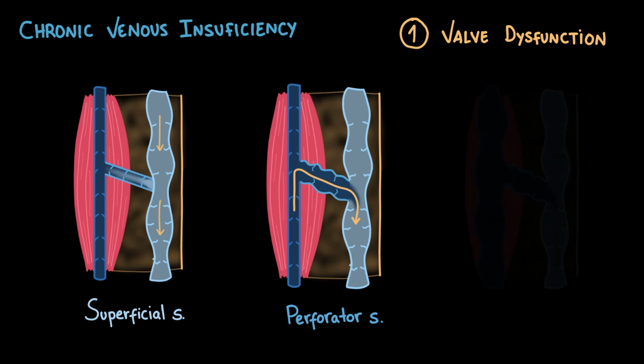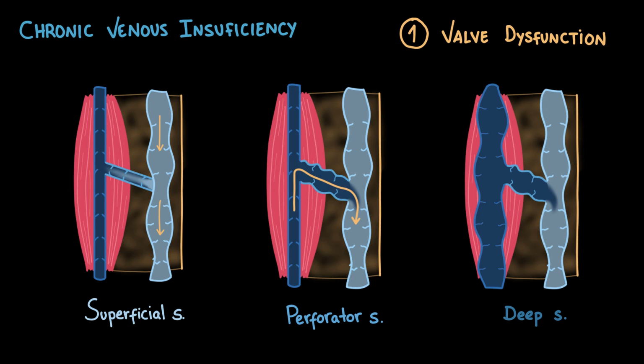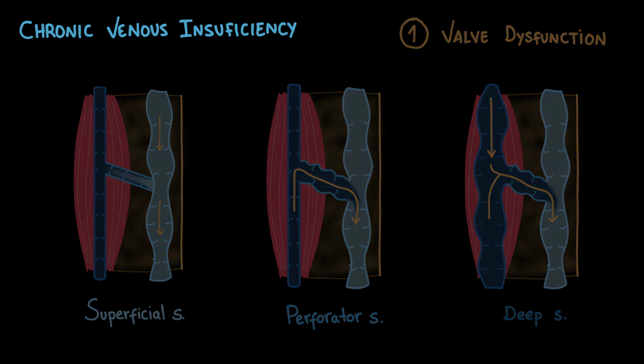And finally, in the deep system, this is the most serious type. When valves fail here, blood refluxes through the deep veins and even into the perforator and superficial systems, causing widespread venous hypertension throughout the entire limb.